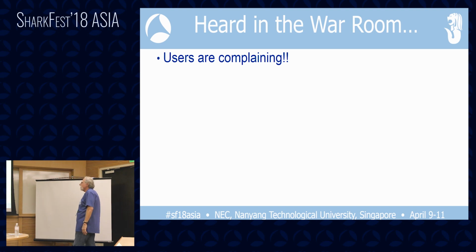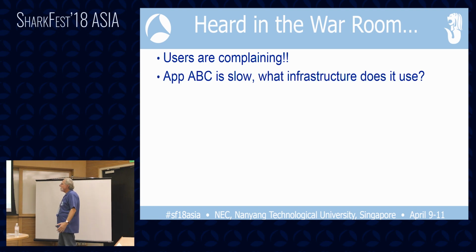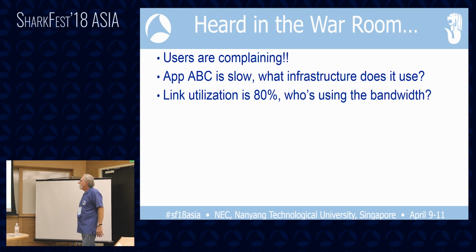Hey, users are complaining, what's going on? The app is slow again. What infrastructure does it use? Sometimes I say, okay, well, how does that flow? What infrastructure? Where do we look next? What rocks do we need to look under? So a big question is, how does traffic flow across the network? What devices are in play?